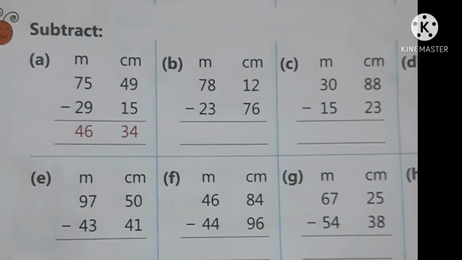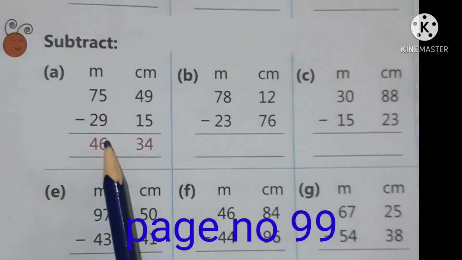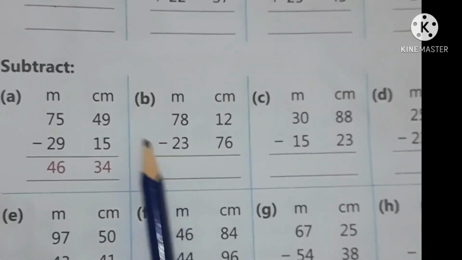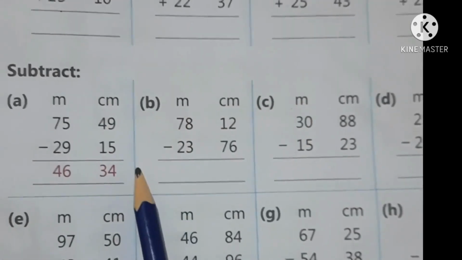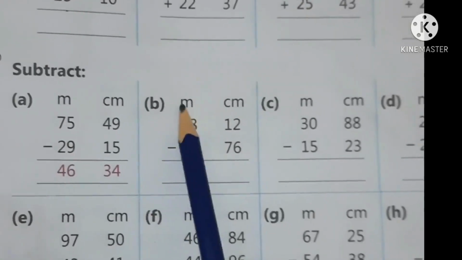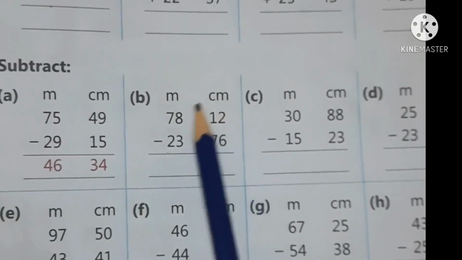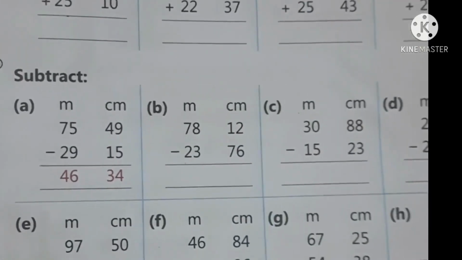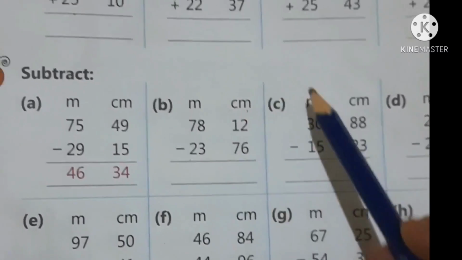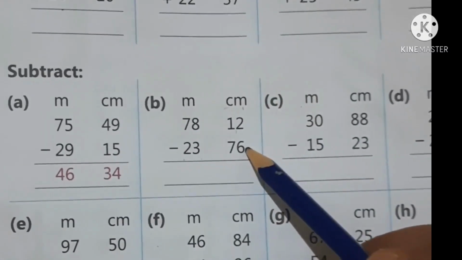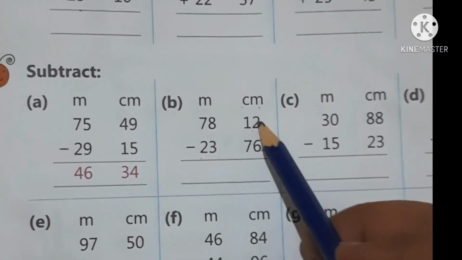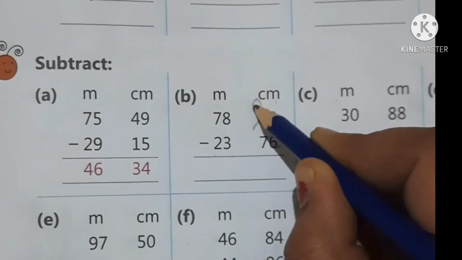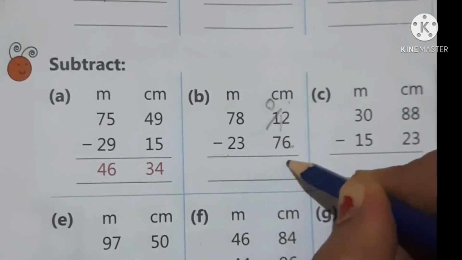Children, in page number 99, we have to subtract the given sums. First one they have done for us. Let us see question B. We have to subtract 23 meters 76 centimeters from 78 meters 12 centimeters. First we have to subtract centimeters. 2 minus 6, we can't take out 6 from 2. So we are borrowing 1 from this number. So 12 minus 6 is 6.